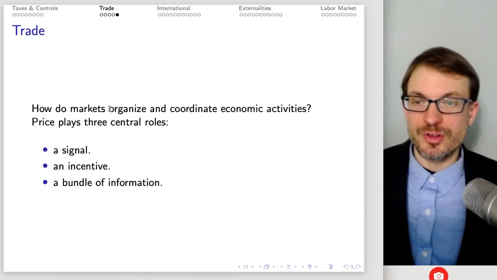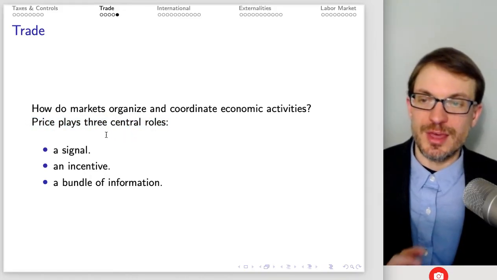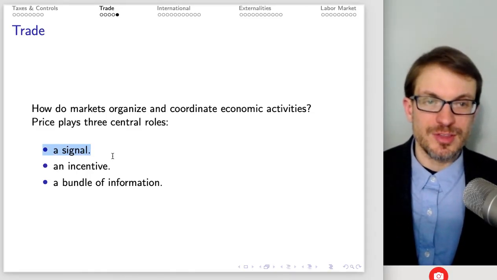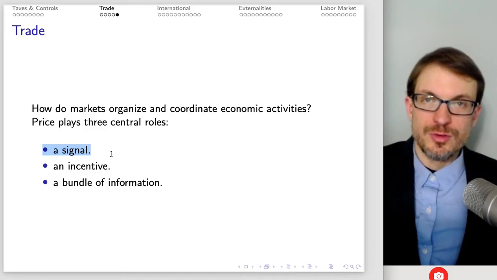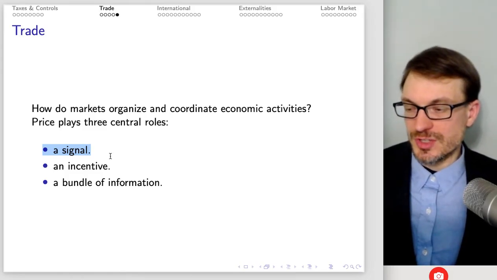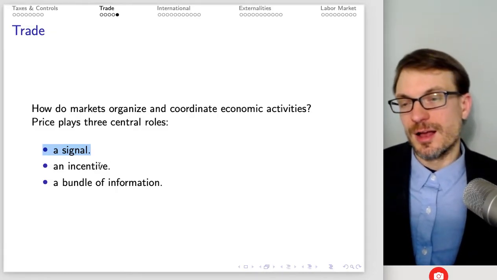Okay, so how do markets organize and coordinate economic activities? Well, it's through price, right? Think of Adam Smith's invisible hand. The idea that price is a signal. It provides a signal directing economic activity. If we see the price rising, you realize that now you've got relative scarcity. Sellers might want to produce more. Buyers might want to buy less.